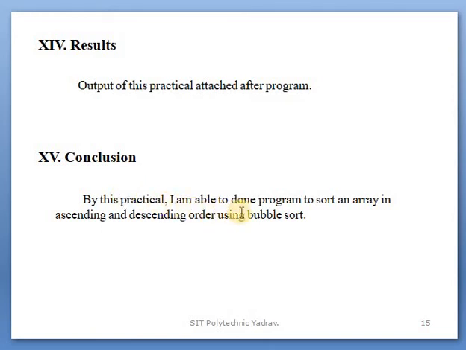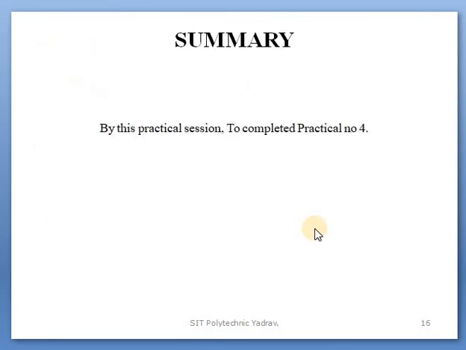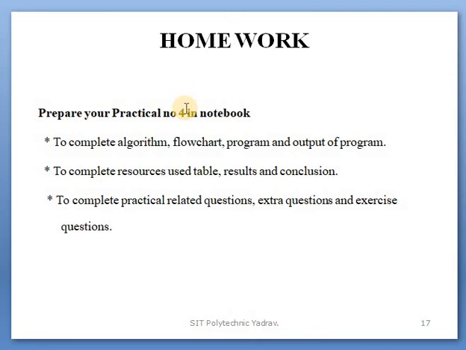Conclusion: by this practical I am able to write a program to sort an array in ascending and descending order using bubble sort. Summary: by this practical session, I completed practical number 4. Homework for you: prepare your practical number 4 in a notebook. Complete the algorithm, flowchart, program, and output of the 2 programs in ascending and descending order. After that, complete the results, conclusion, resource use table, practical related questions, extra questions, and exercise questions.